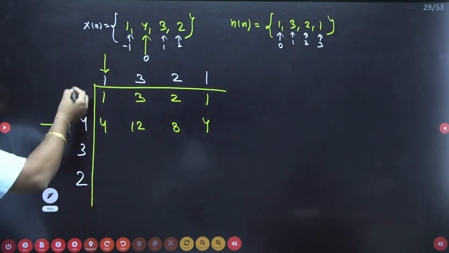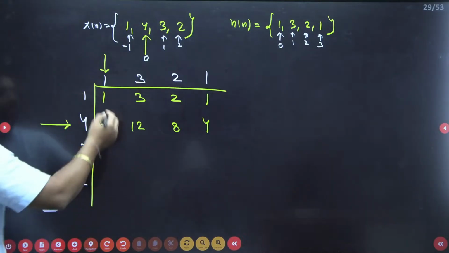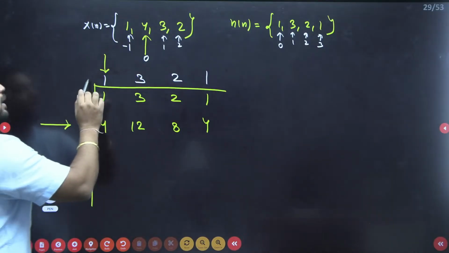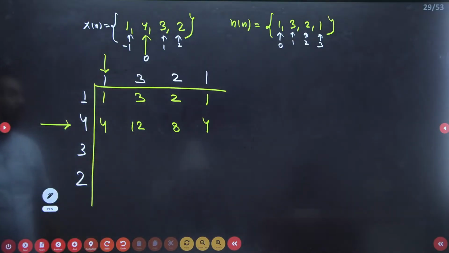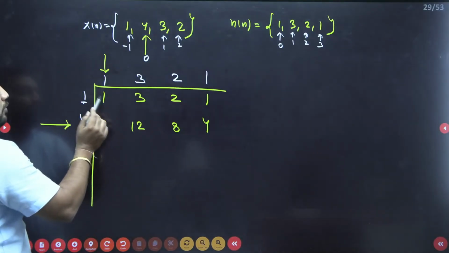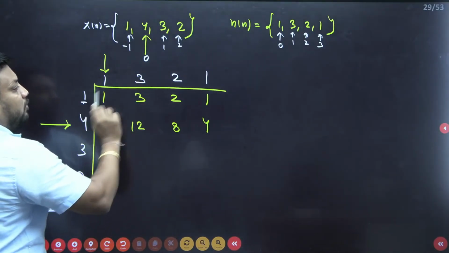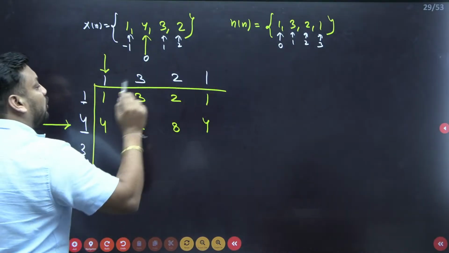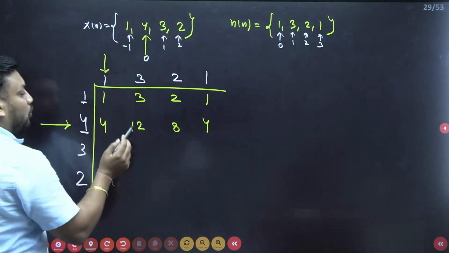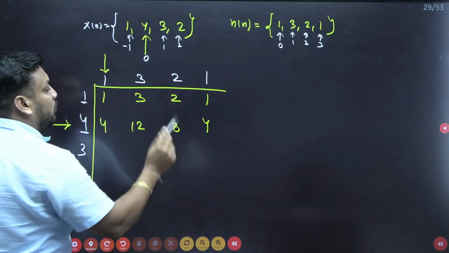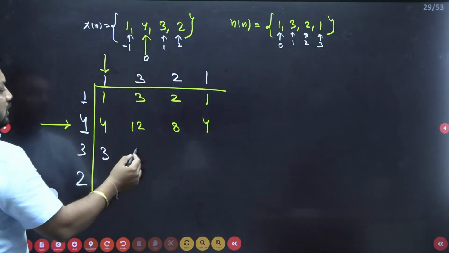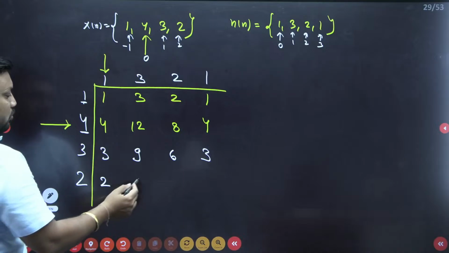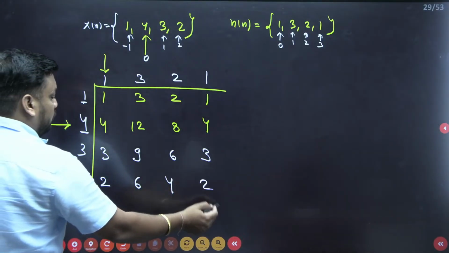What I am doing is writing one sequence in the column and one in the row. Then I take each value and multiply it with every coefficient of the upper row. So 1 into 1 is 1, 1 into 3 is 3, 1 into 2 is 2, and 1 into 1 is 1. Similarly, 4 into 4 is 4, 4 into 3 is 12, 4 into 2 is 8, 4 into 1 is 4. Then 3 into 1 is 3, 3 into 3 is 9, 3 into 2 is 6, 3 into 1 is 3. And 2 into 1 is 2, 2 into 3 is 6, 2 into 2 is 4, 2 into 1 is 2.